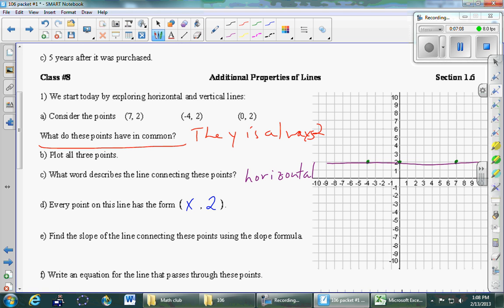And if you don't believe me, pick another point that we didn't plot yet. I'll plot it here in black. Pick this point over here. Pick any point on that horizontal line. You will find it is something, comma 2, every time.